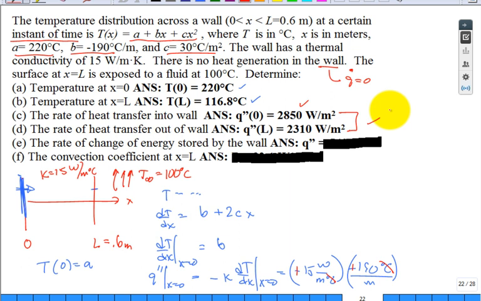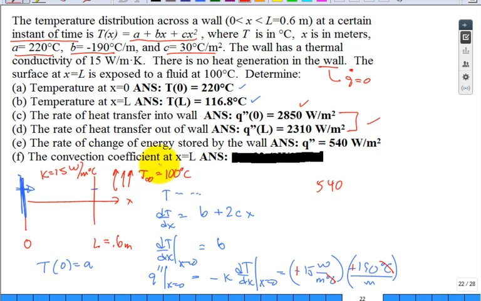Okay, what's the rate of change of energy stored by the wall? The difference in these two. What's the difference between those two? 2850 minus 2310. I'm bringing in so much on the right, taking out on the left, but more is coming in than out. So there you go.